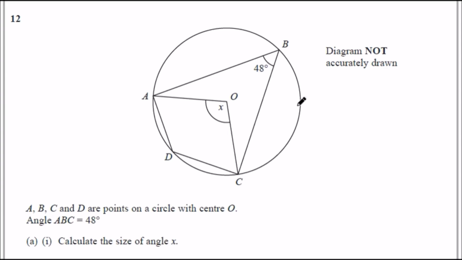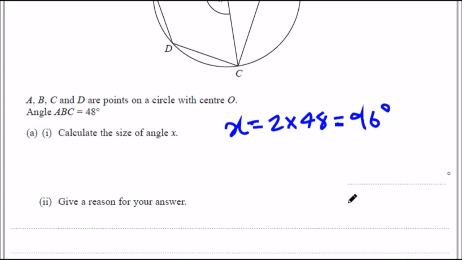Okay, so this is an easy formula. We need to know that the angle at the circumference is always going to be half the value of the angle at the center of the circle. So this X is double that 48. So X equals 2 times 48, which is 96 degrees. Okay, that's the answer.